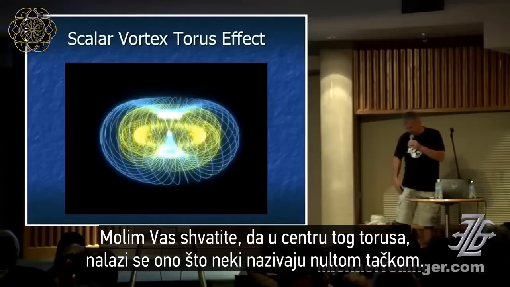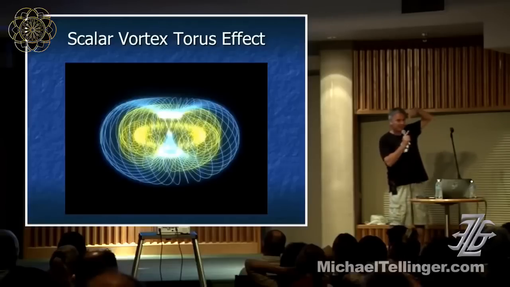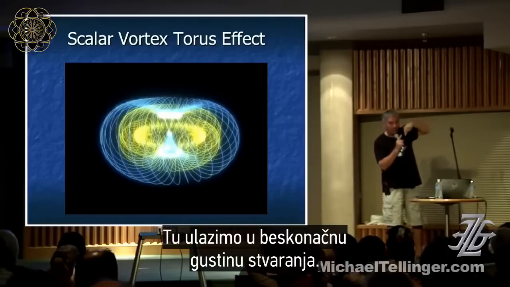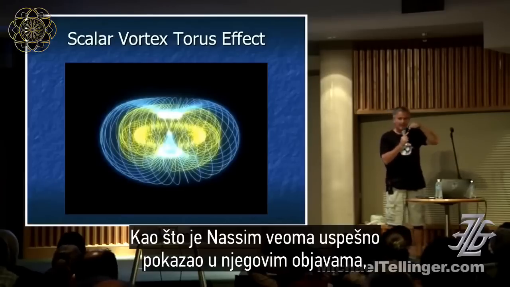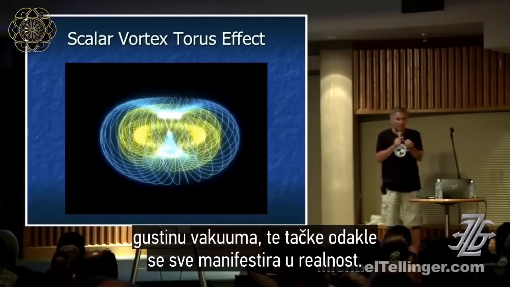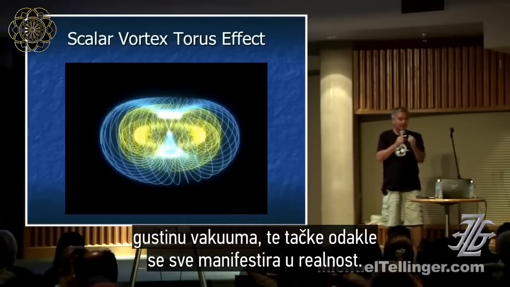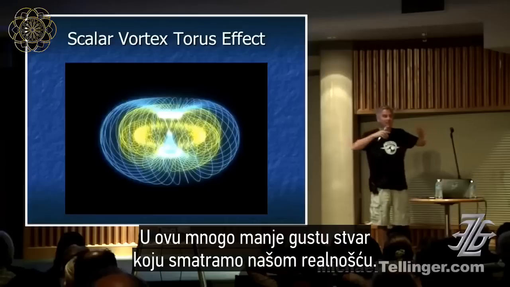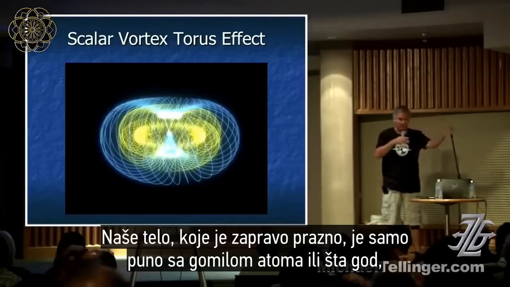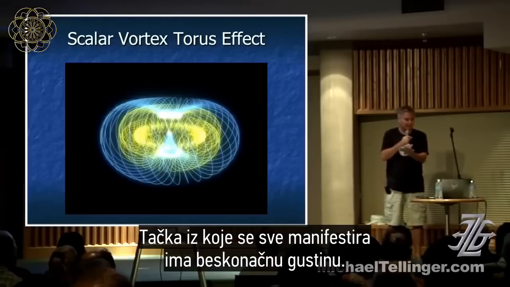So please understand this, that at the center of that torus is what some call the zero point, or the vacuum, as Nassim Haramein calls it. That's where we enter into the infinite density of creation. And Nassim has shown very successfully with his papers that the density of the vacuum, the point out of which everything manifests into reality, into this much less dense thing that we think is our reality, our body, which is actually empty, it's just full of a bunch of atoms and whatever it is, just resonating, that the point out of which everything manifests has infinite density.